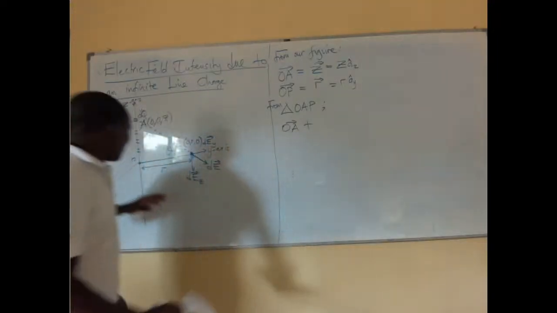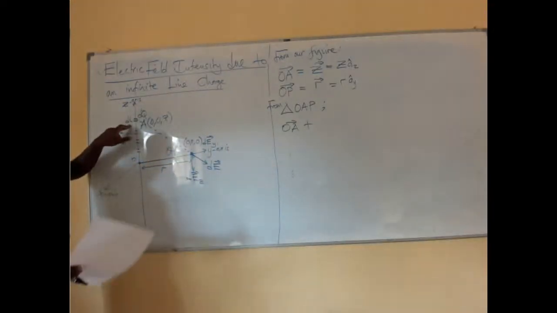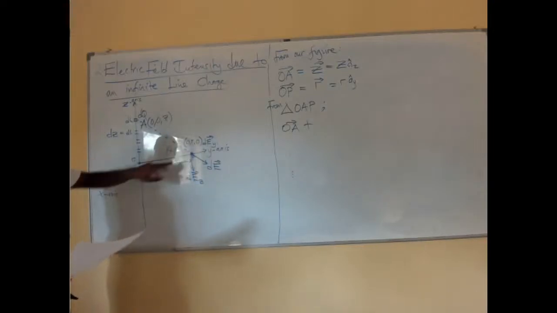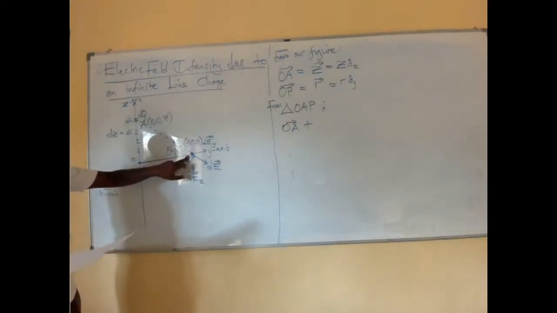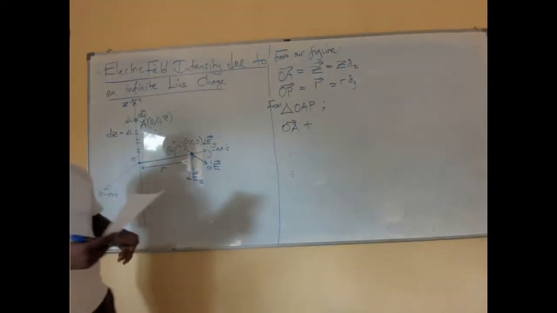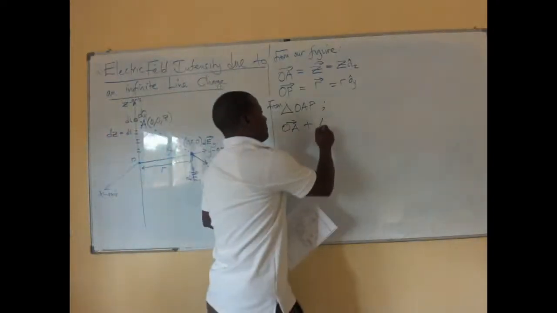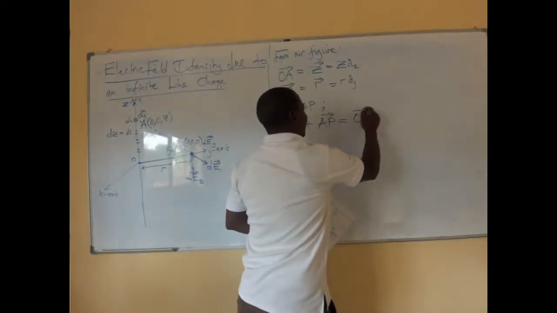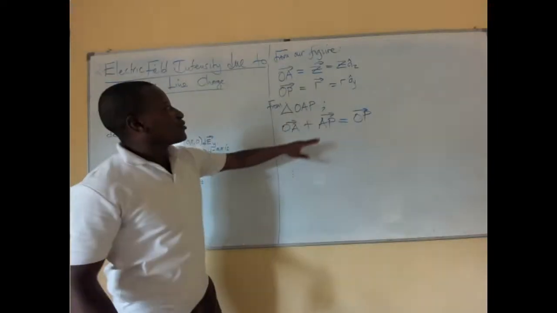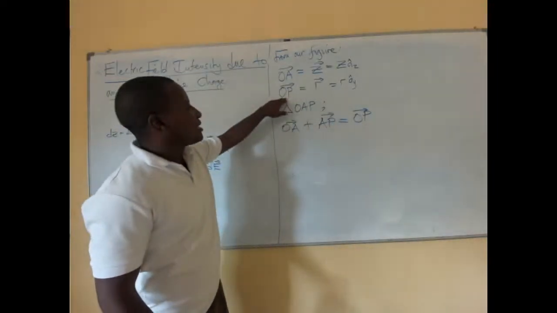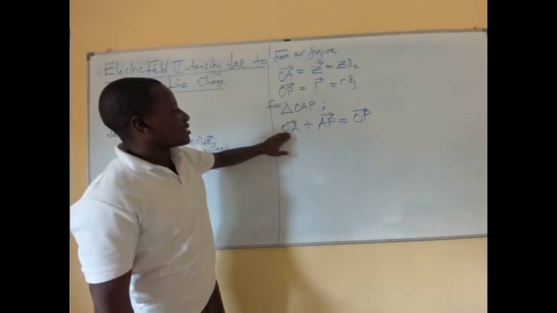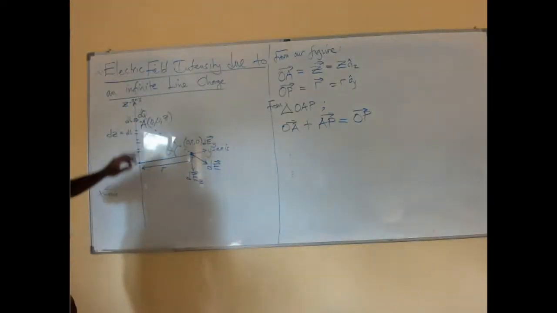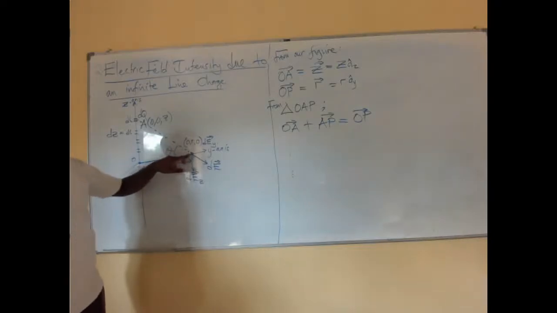OA, we are adding OA to AP. This should give us OP. This is simple from the vector analysis. Now, OA plus AP must be equal to OP. We have already defined what OP is. We have already defined what OA is. What we don't know is actually AP. This is what we don't know.